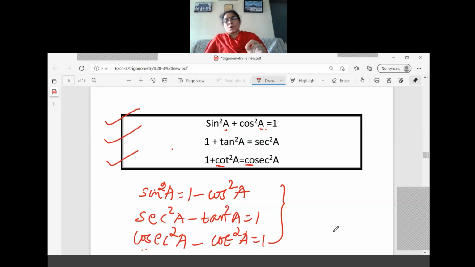Now another wrong point where the children will make mistakes: we will write sine square a, then cos square a should be written. Cos square c we cannot consider. Whatever angle we are using here, the same angle should be used here also. If you are using 1 plus tan square 30, then it should be sec square 30 only.